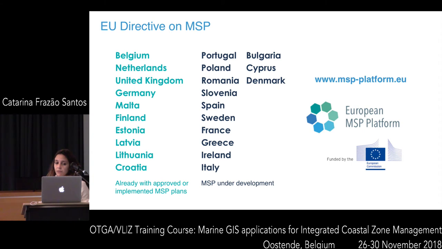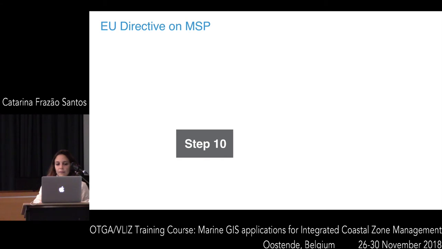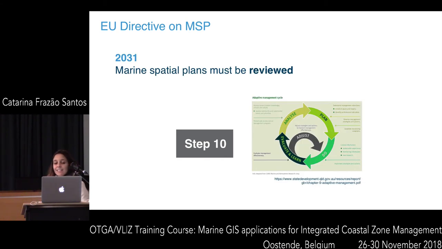So if you want specific information on any of these countries, the European MSP platform has complete sheets for each country with detailed information about the legislations in place and available, the authorities that are responsible for the process, and all the information about plans and characterizations that are available. And it's also established that marine spatial plans for these countries must be reviewed every 10 years. And so the first revision will be due in 2031, we hope.